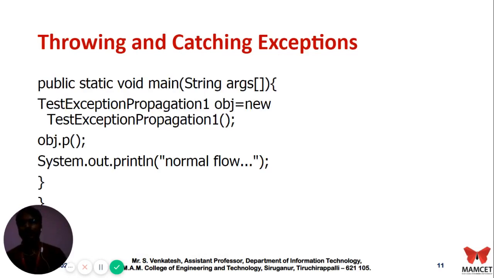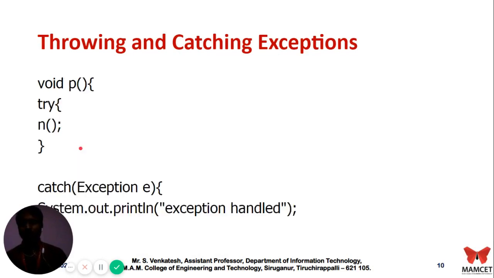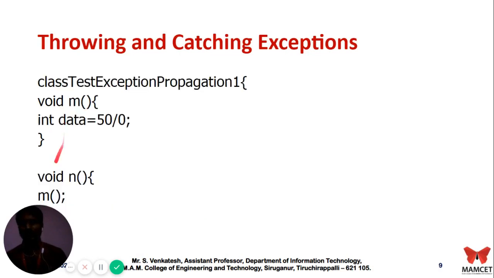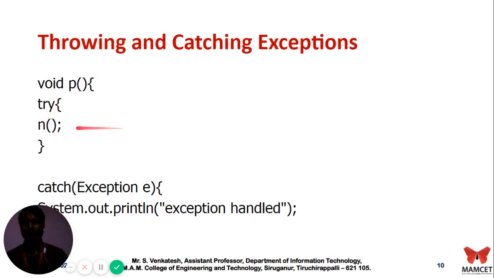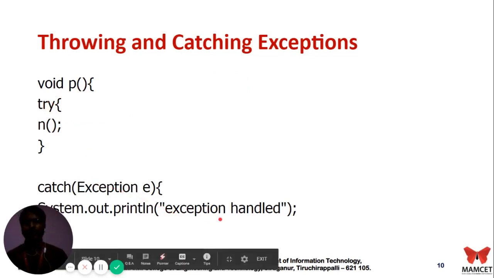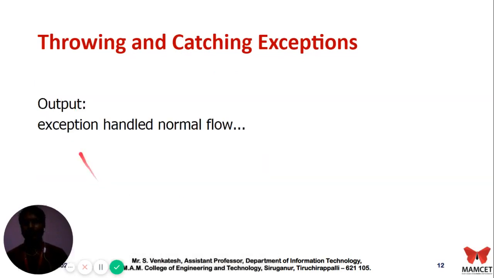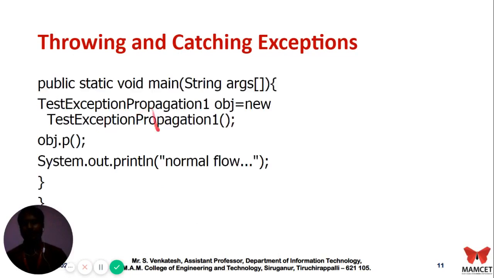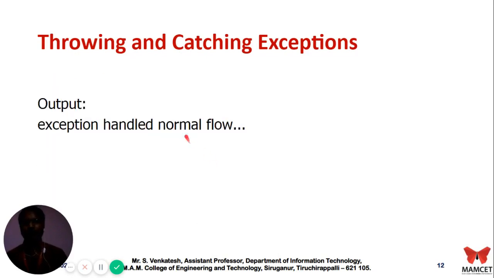How do you get this? This obj.p method means go to p method. Here you have try n method. So you are trying n method. There you have m method. Go to m method. In m method you are having data equal to 50 by 0 exception. So since there is exception for this try, you are catching exception handled. So exception handled is printed. The next line you have normal flow. You are printing normal flow. So this is the output. That is, that exception is handled and then you are continuing your normal flow of execution of the program.